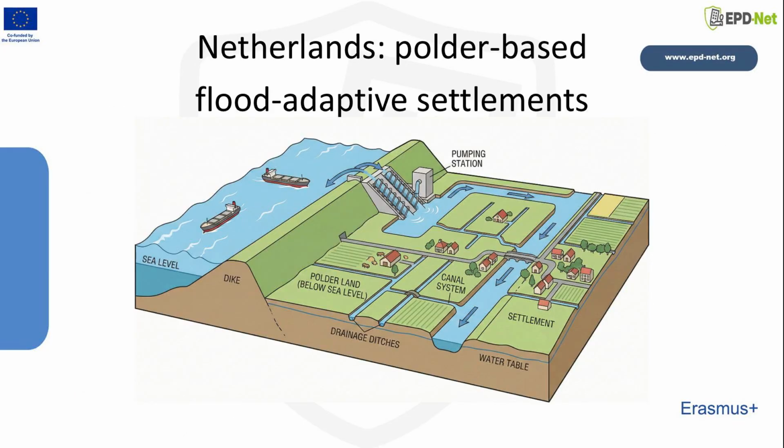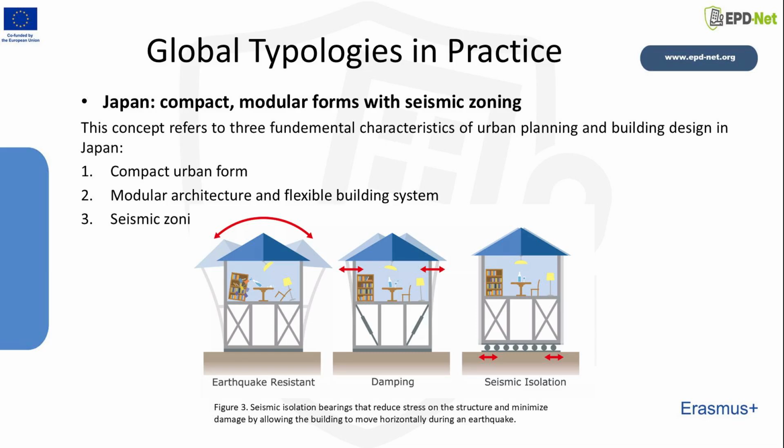Flexible architecture. Housing is designed according to flood risk, with floating houses or structures built to withstand rising water levels. Fundamentally based on protection and adaptation against flooding, the model focuses on keeping water under control and designing settlements to cope with water. It describes three fundamental characteristics of urban planning and building design in areas of high earthquake risk in Japan. These are: compact city form.